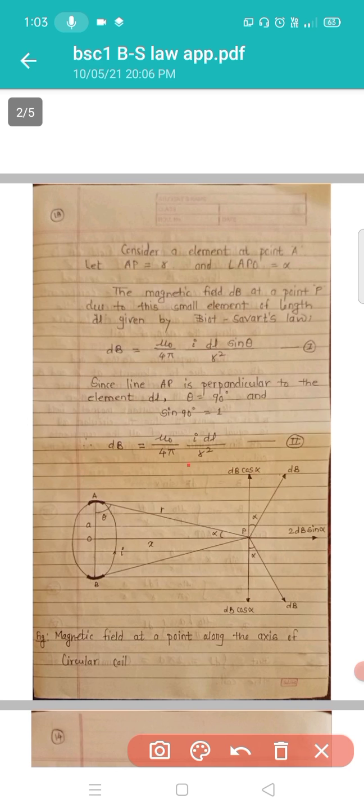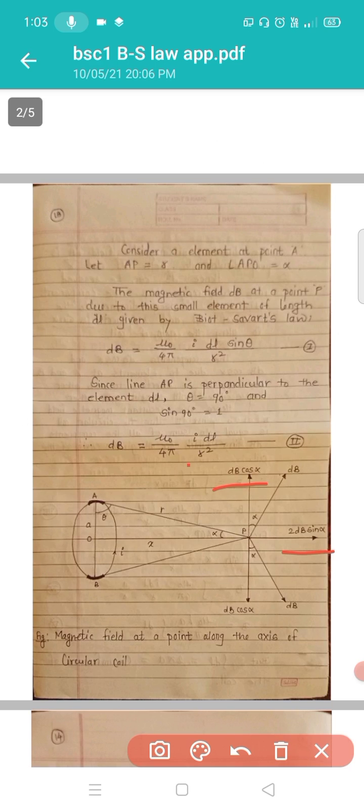Then the next part is, the direction of magnetic field dB is perpendicular to both dl and r bar. Hence, dB can be resolved into two components. The component dB cos alpha is perpendicular to the axis of coil and the component dB sin alpha is along the axis of coil.